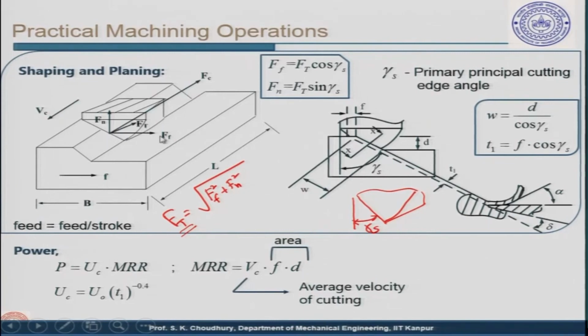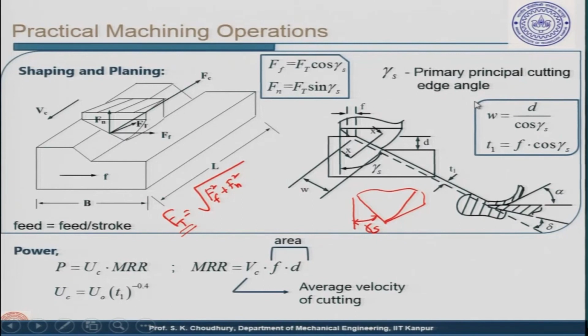So, Ff is given by Ft and the cos of gamma s. Gamma s, as I said, is different here from turning. In turning it was the side cutting edge angle. Here, this is the tool in case of shaping, and this angle is called the primary principal cutting edge angle, because the principal cutting edge is here. So, this angle from here is called the primary principal cutting edge angle.